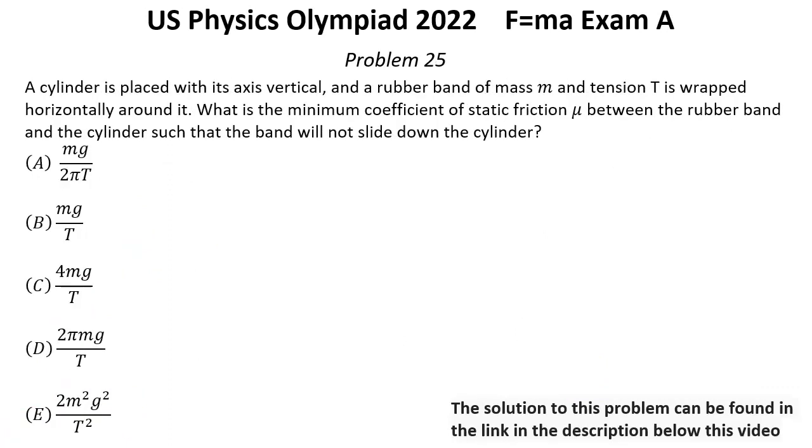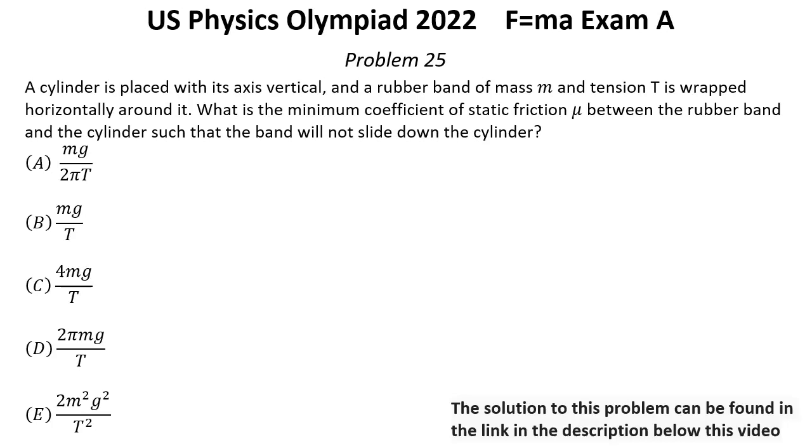Problem number 25. A cylinder is placed with its axis vertical, and a rubber band of mass m and tension T is wrapped horizontally around it. What is the minimum coefficient of static friction μ between the rubber band and the cylinder such that the band will not slide down the cylinder?